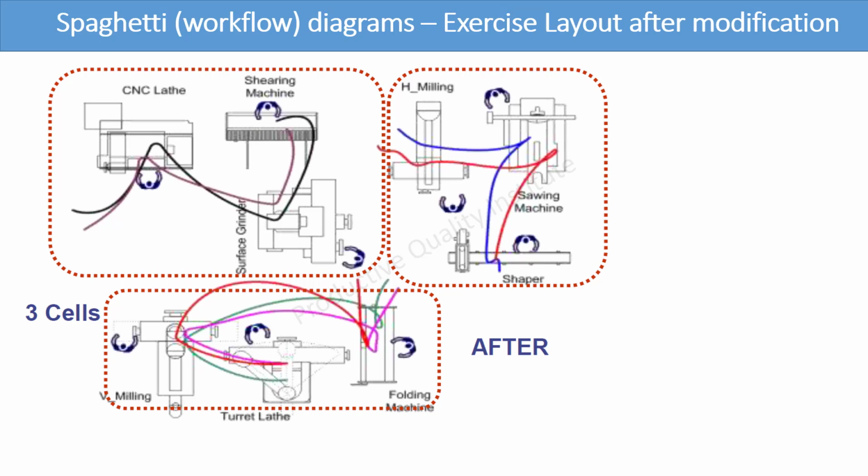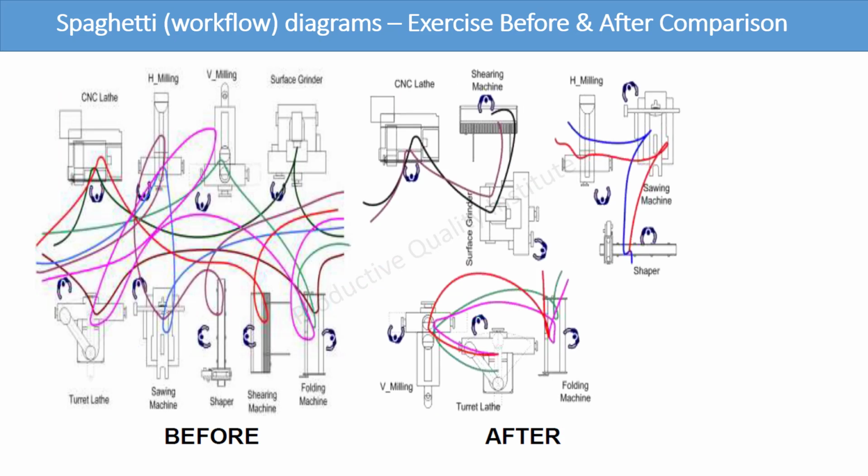Now, the work layout has been divided into 3 cells. Each cell contains 3 machines. The flows now are much simpler and shorter, and there is no intersection. Please note the reduction in the waste of transportation, before and after.